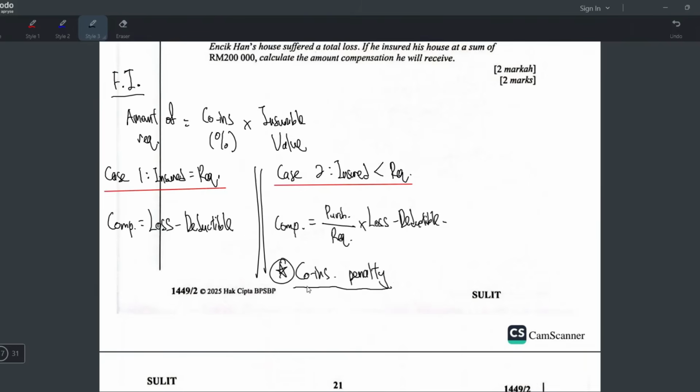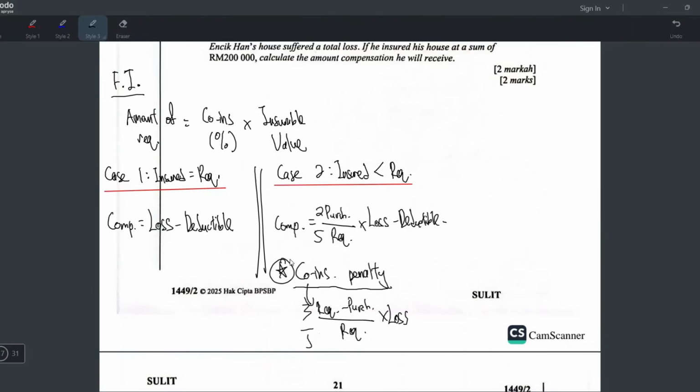And the penalty formula, you kena ambil required minus purchased over required darab dengan loss. Okay. And selalu kalau saya ajar saya punya student, I will tell them, basically what you're doing is taking the other side of the fraction. Ya, contoh, kalau ini 2/5. Maksudnya yang required 5 portion, tapi you purchase 2 portion saja. So what is the penalty? 3/5 lah. Sebab you ambil required minus purchase, 5 minus 2, which is 3/5. So basically you are just taking the other side of the fraction.